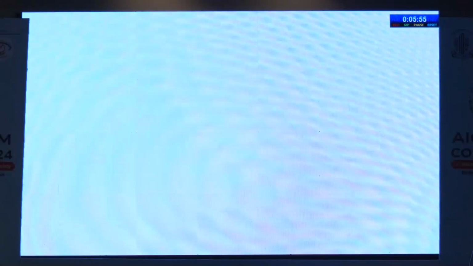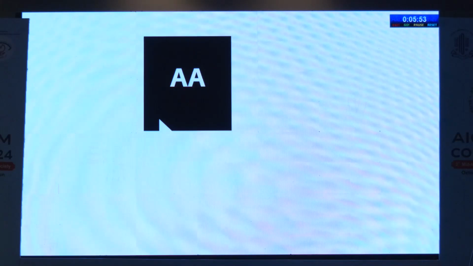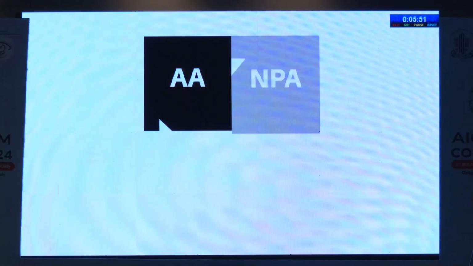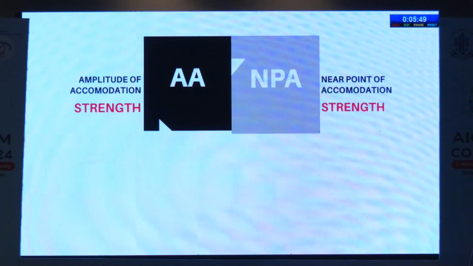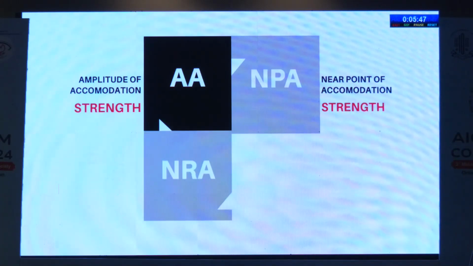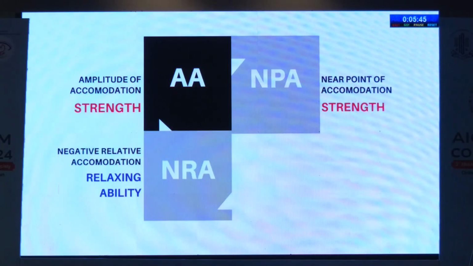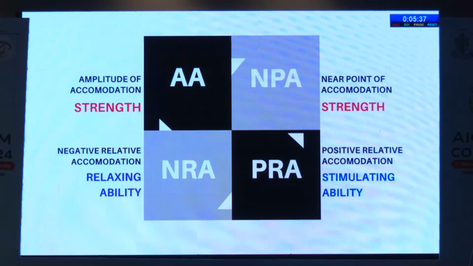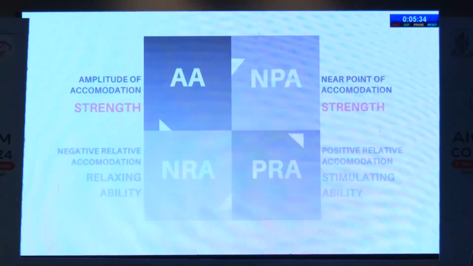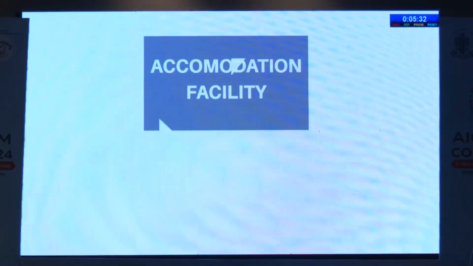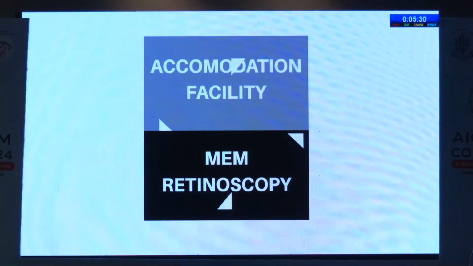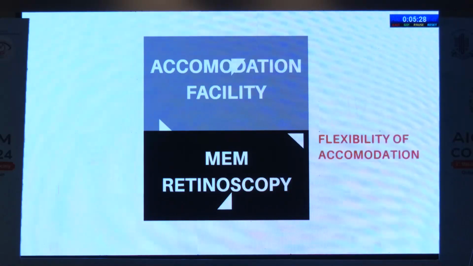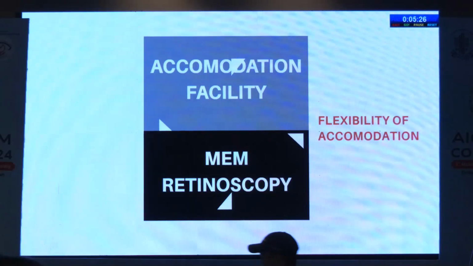Coming to tests of accommodation, you have accommodative amplitude and near point of accommodation, which tell you the strength of your accommodation. The negative relative accommodation tests the relaxing ability of accommodation, and the positive relative accommodation tests the stimulating ability of accommodation. Other than that, you have accommodation facility and monocular MEM retinoscopy, which test the flexibility of your accommodation.